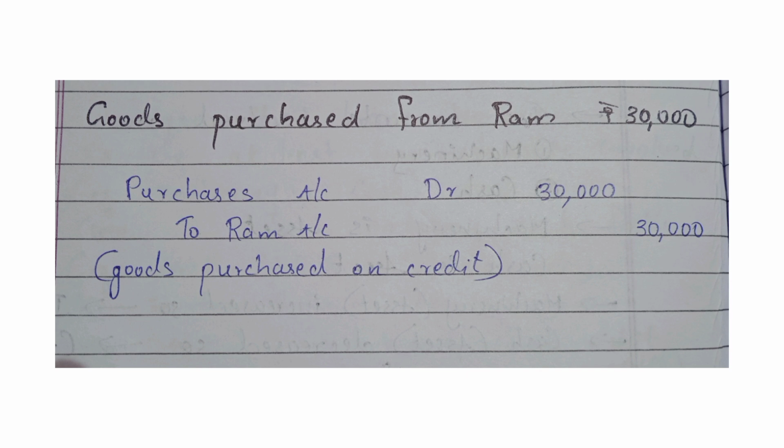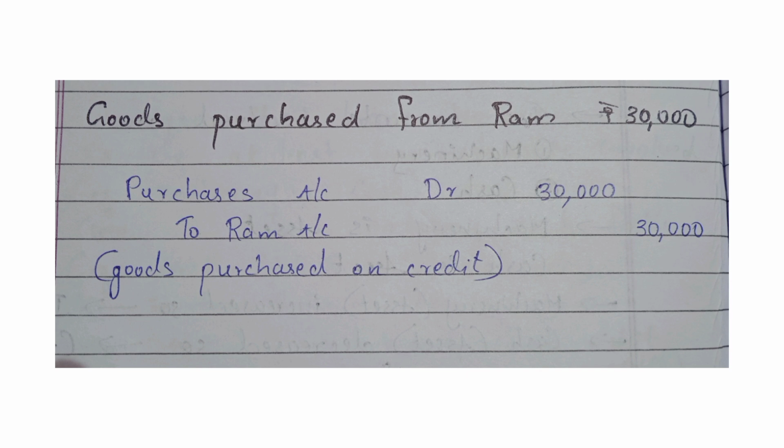The next one is goods purchased from Ram rupees 30,000. So what is different here? In the previous case it was given in cash. Here it's not given in cash, a name is given, right? So we have not bought it in cash, we have bought it on credit. That means we have said to that person that we will be paying the amount at a future date. So today we have received the goods, but at a future date we'll be paying for it. So Ram is a creditor for us.